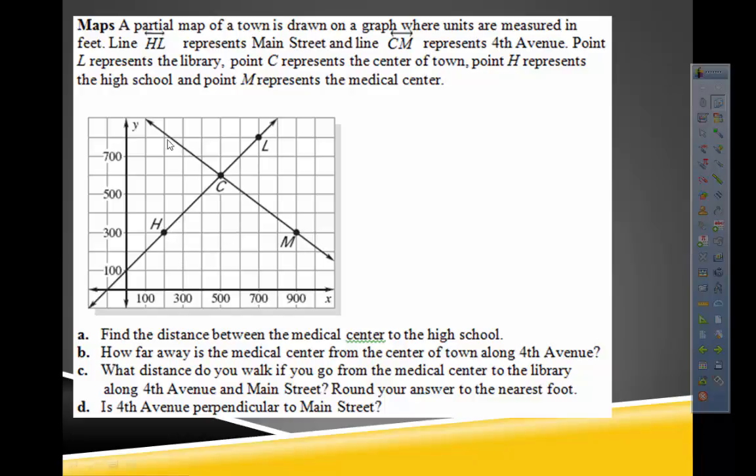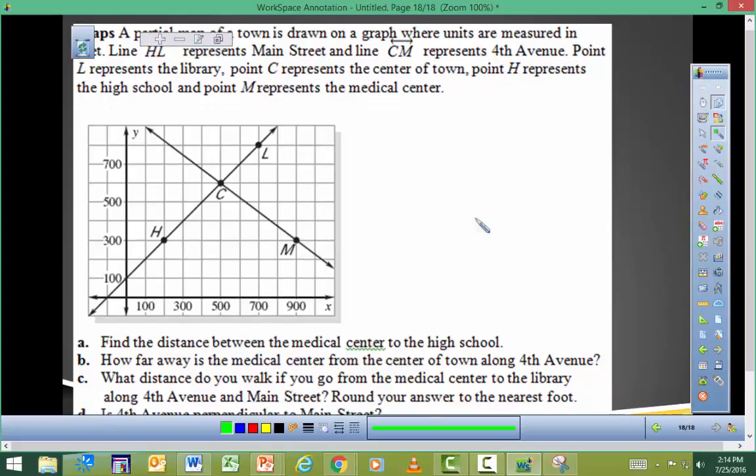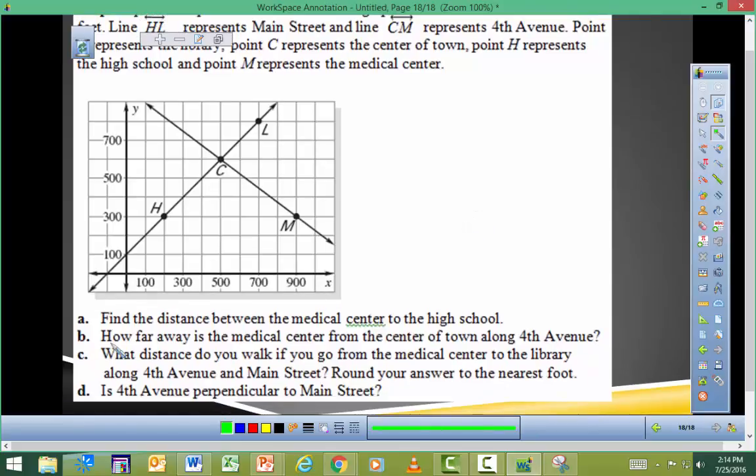And CM represents 4th Avenue. Point L represents the library, C represents the center of town, H represents the high school, and M represents the medical center. Okay, so we're going to try some distance problems here. It says find the distance between the medical center to the high school.